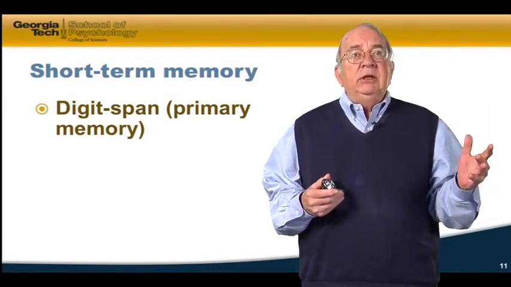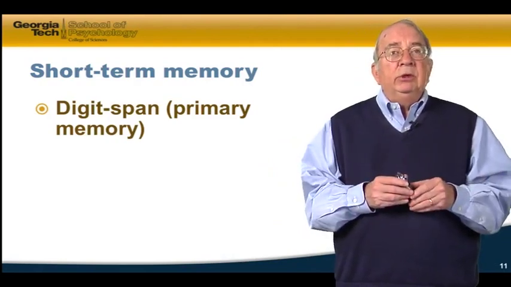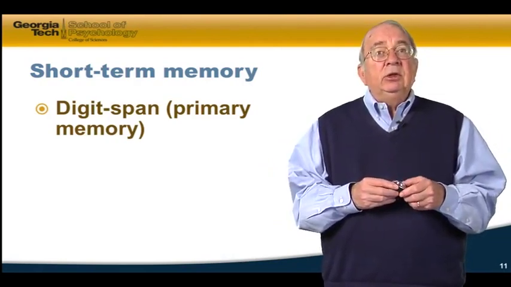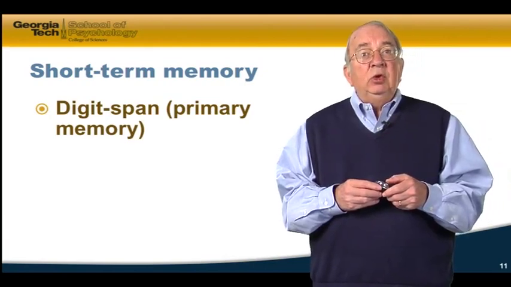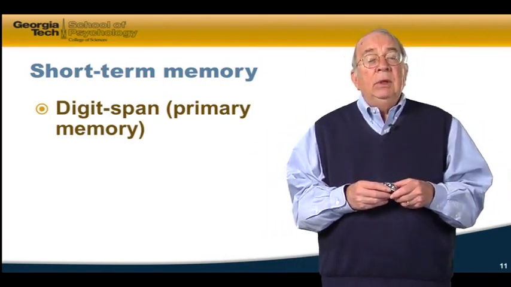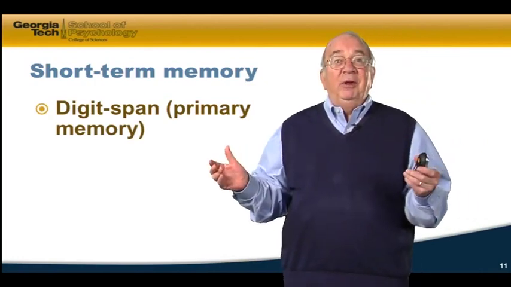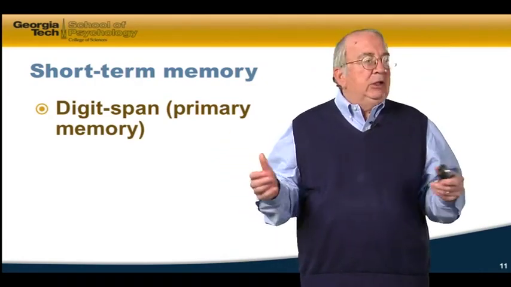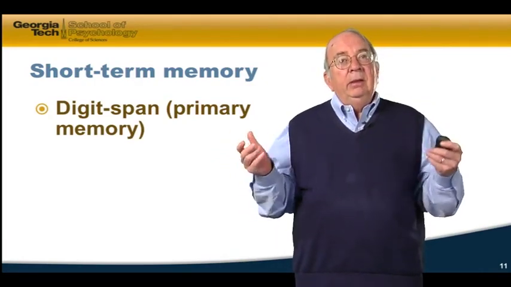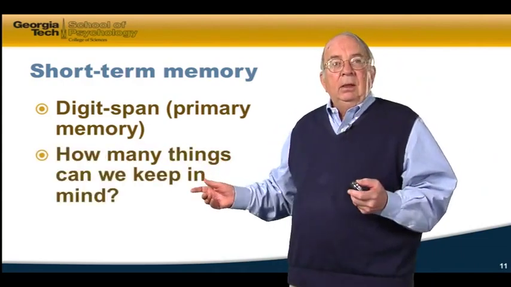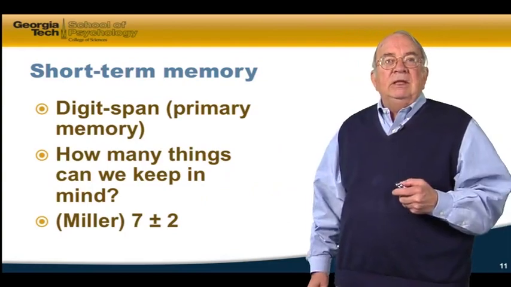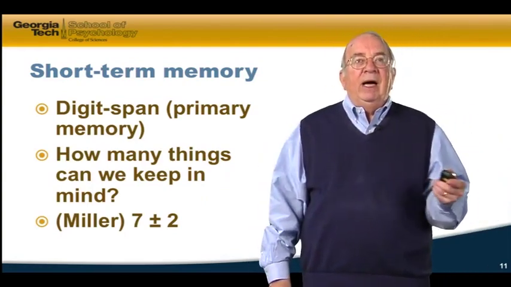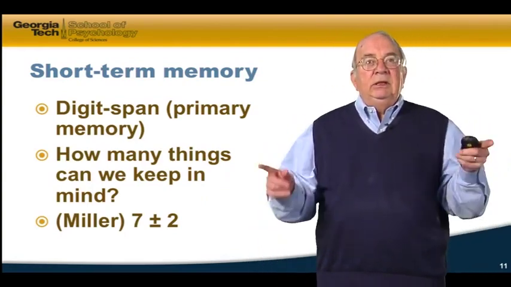Everybody has a digit span of three numbers. Or if I said 6, 2, 8, 4, 3, 1, 6, 2, 9, 0, you probably can get only a very few of those, because that's a digit span which is much longer than most of us have. In fact, George Miller said, how much can we keep in mind? About 7 things plus or minus 2. Between 5 and 9 items is digit span.